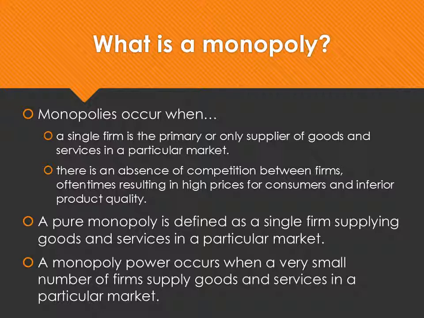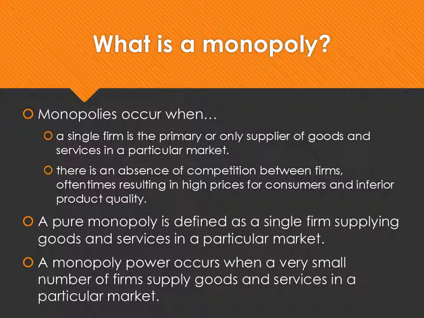Now to cover monopolies. What is a monopoly, you might ask? Monopolies occur when a single firm is the primary or only supplier of goods and services in a particular market, and there is an absence of competition between firms, oftentimes resulting in high prices for consumers and inferior product quality. A pure monopoly is defined as a single firm supplying goods and services in a particular market. A monopoly power occurs when a very small number of firms supply goods and services in a particular market.